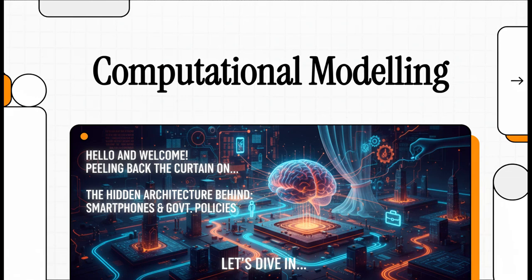All right, let's talk about something that's quietly running our entire world, but you probably never even see it. It's called computational modeling. And it's basically the invisible architecture behind, well, pretty much everything, from your phone to huge government decisions. So let's pull back the curtain and see what's really going on.